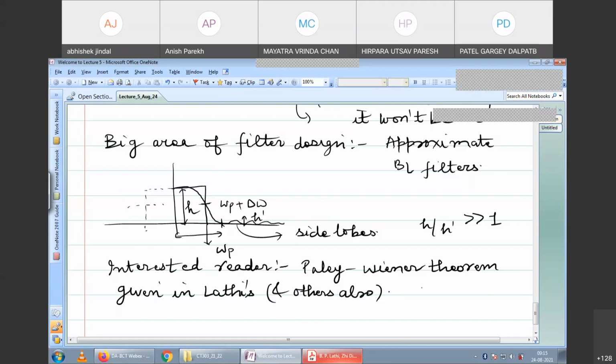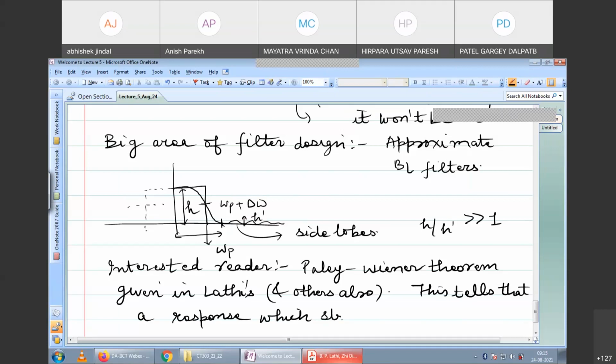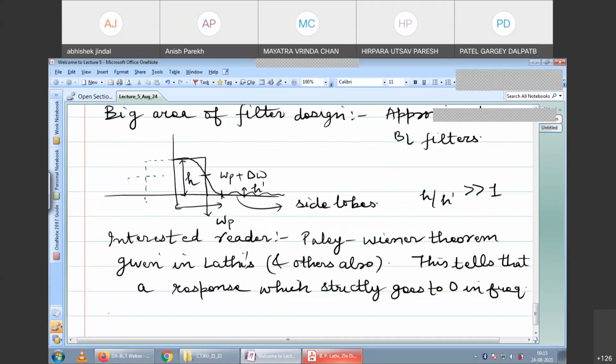And this tells us that a spectrum which strictly goes to zero in frequency is not reliable. Okay, is not reliable. So this is for the interested reader only.